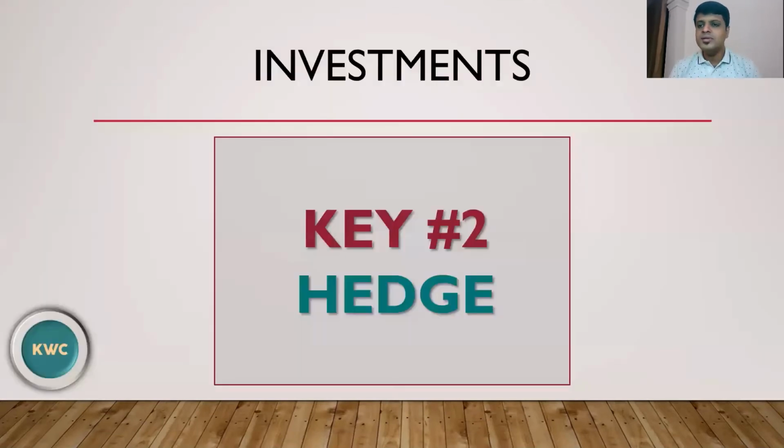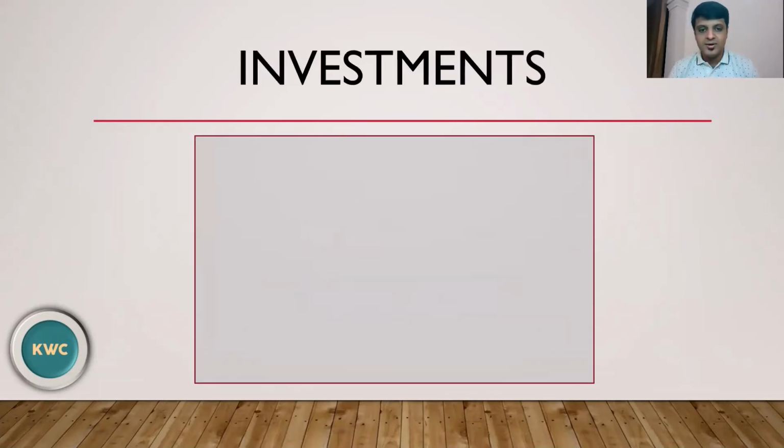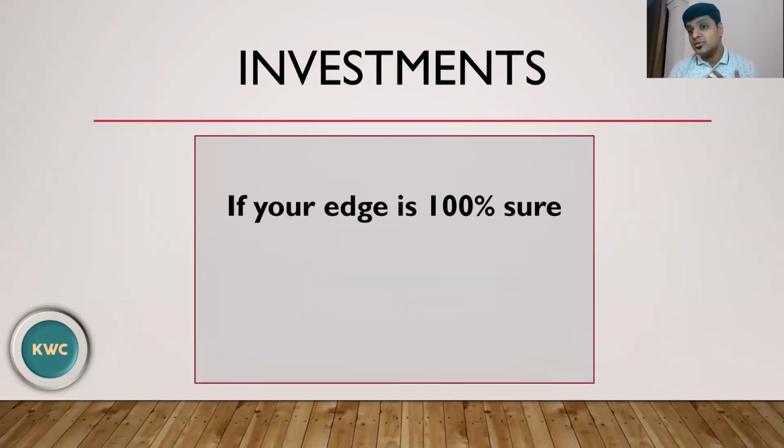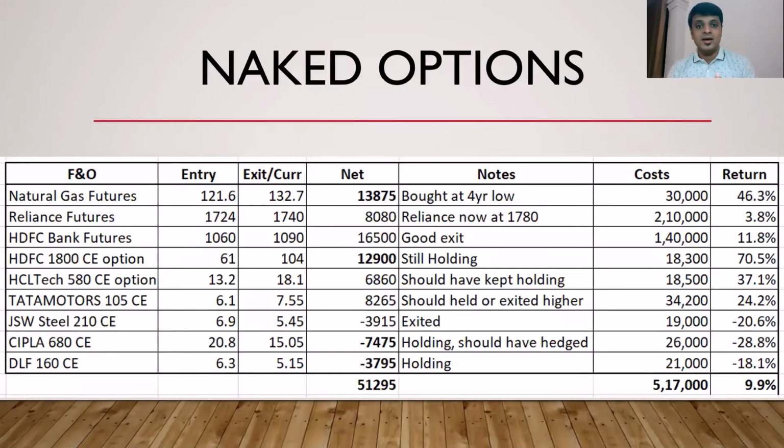Now, the reason we have the need for hedging is because our edge is not 100% right. If my edge was always right, I wouldn't need to hedge. I could just go with a naked option. In fact, last week when I did my trading, I made almost 10%, but all of that was naked options or naked futures. I never hedged any of these positions, which is stupid, to tell you the truth. But I was very sure that my edge would be good.